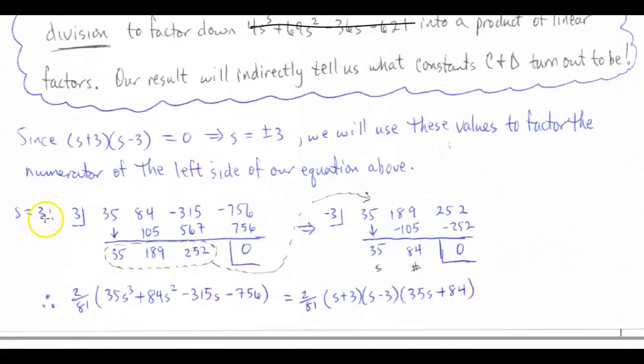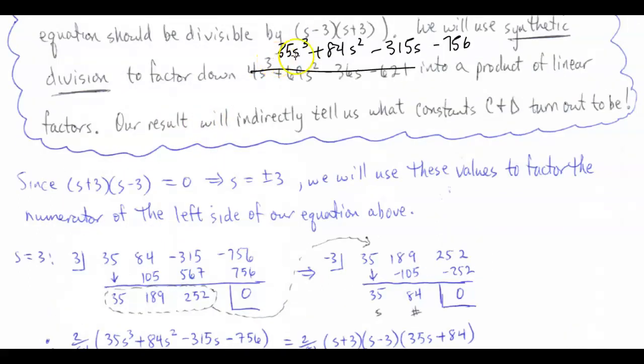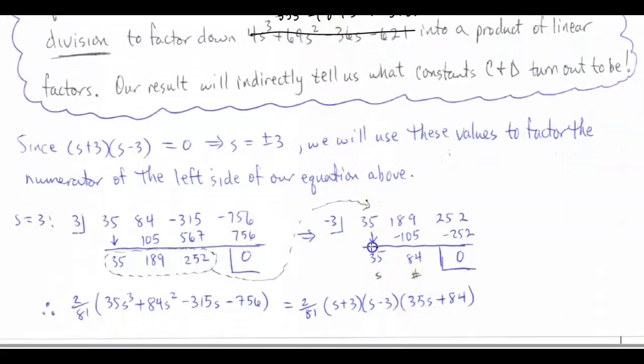So anyway, we do the synthetic division here, and we see that when we do it the first time, we get 0 in the remainder box. That's what we expect. We carry this quotient over and do the synthetic division again with the minus 3. And we see, again, we get 0 in the remainder box, which is exactly what we were looking for. And so this lets us know that our expression here factors down to s plus 3 times s minus 3 times, and then whatever's left here, a linear factor, 35s plus 84.